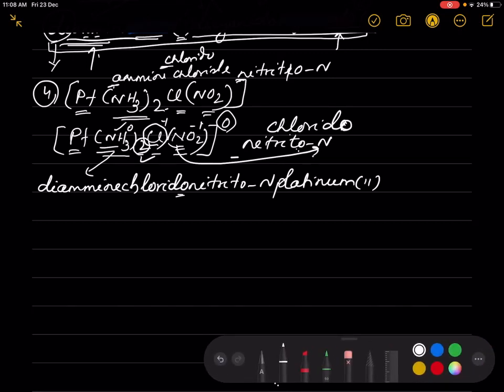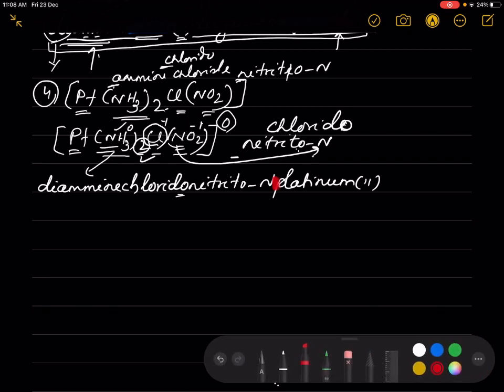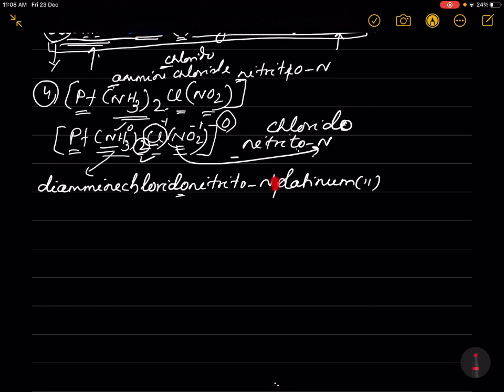But here you have to remember one thing: between this N and this Pt, one hyphen should be inserted. So this is N, then a hyphen, then platinum(II). Diammine chlorido nitrito-N-platinum(II), and this is one word.